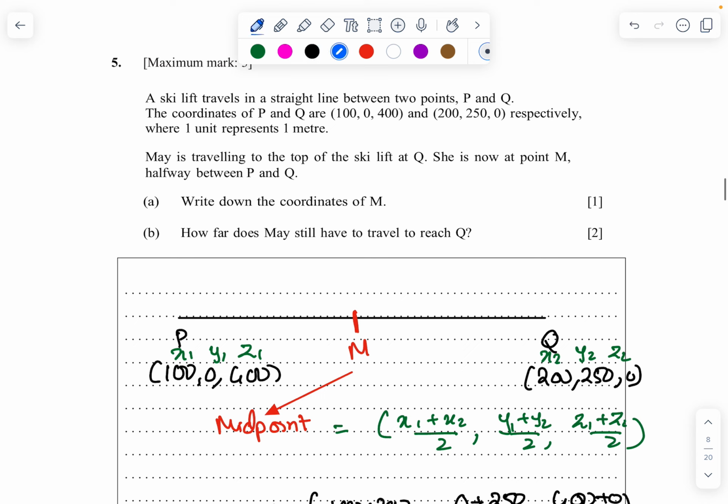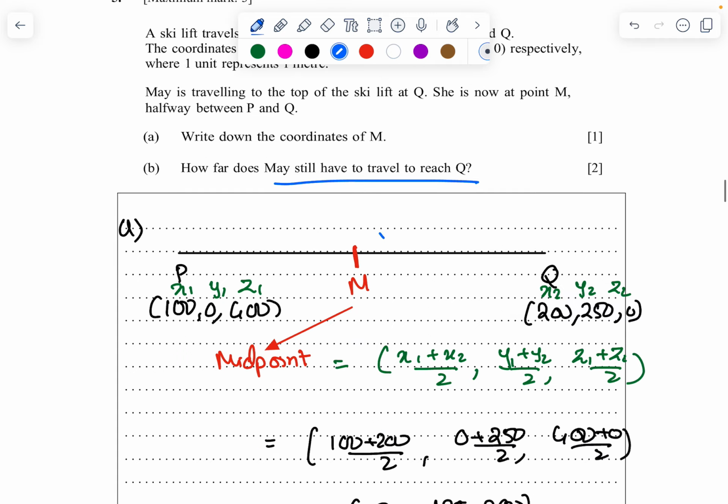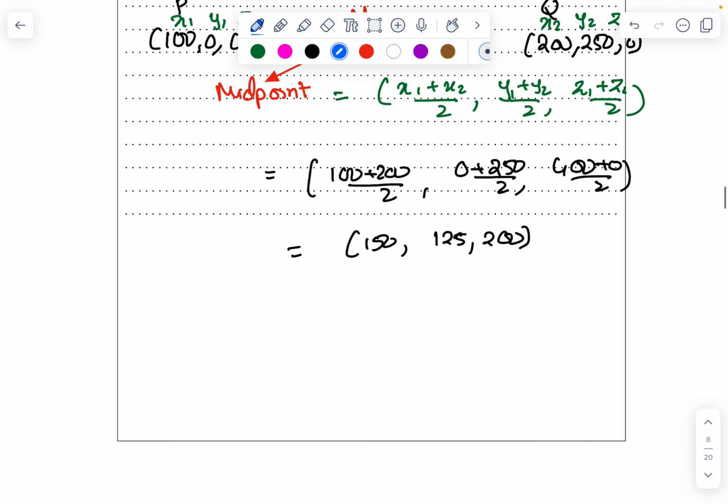Now, how far? That's part A. Now, how far does May have to travel to reach Q? So she has to travel this distance. So MQ. MQ is going to be the distance.